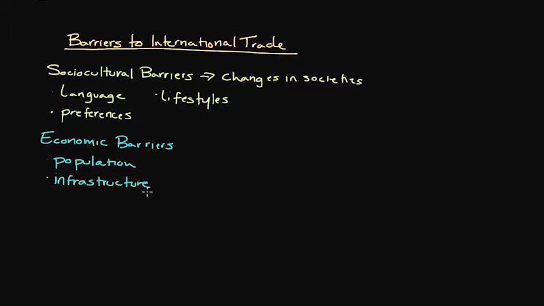Infrastructure meaning roads, different ways of getting products from point A to point B. And the infrastructure in India, for those that know, is very, very bad. It's very difficult to get supplies. Walmart, for example, is running into a lot of issues expanding into India because its supply chain is dependent upon being able to get products to its stores in large quantity.